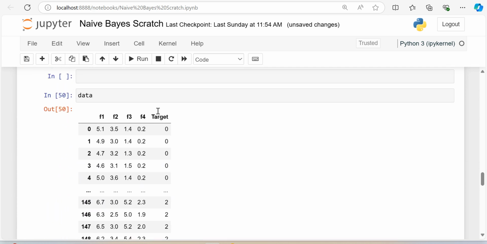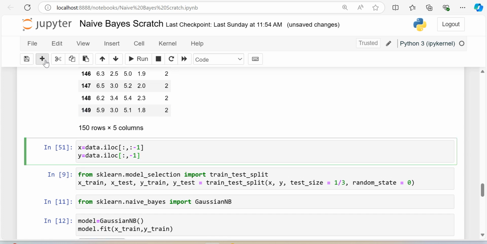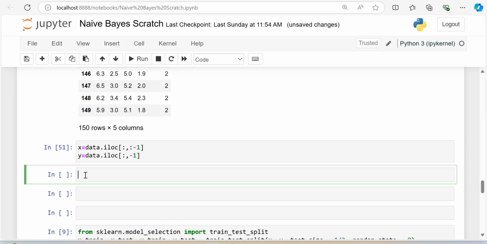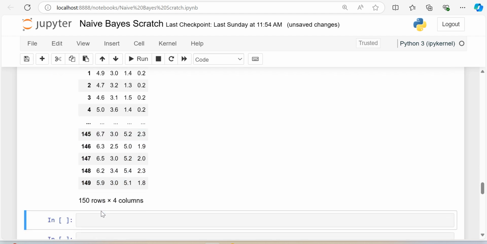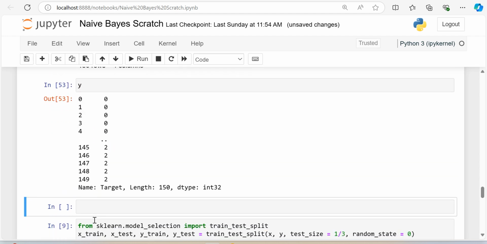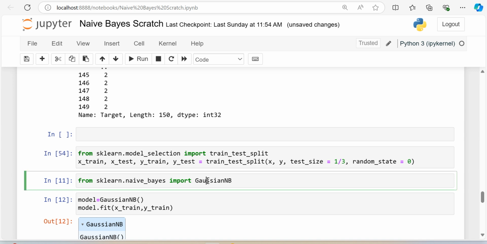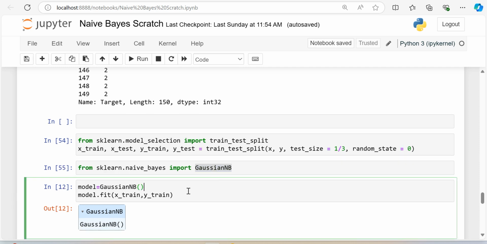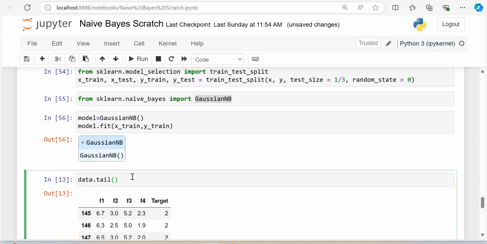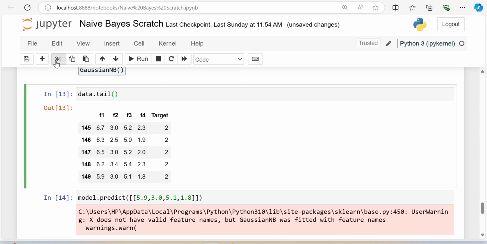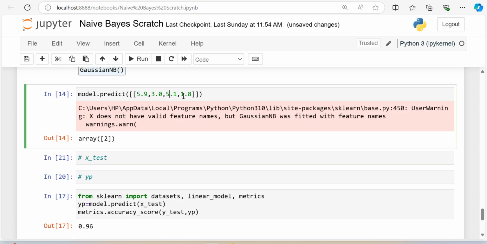Here you can see x just removes the target, and y contains only the target data. Now let me split the data into train and test. Now I'm calling GaussianNB. You know why Gaussian? Because we are using the Gaussian method to calculate the probability. Here I'm training the model. Let me predict also. If you give any numbers, you can predict.